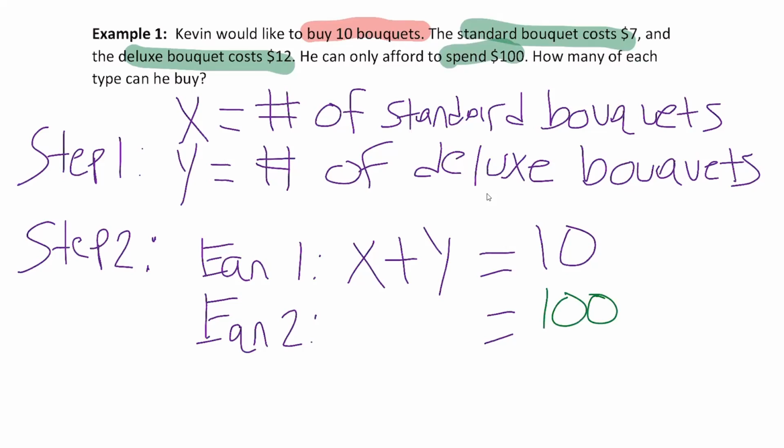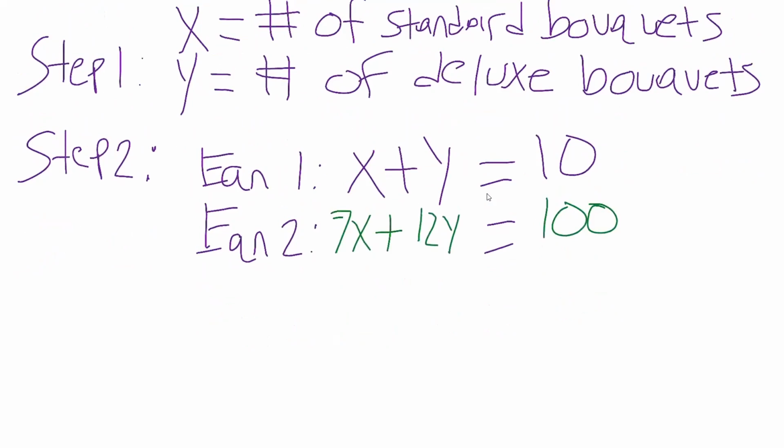Usually we don't put the dollar sign, but we're talking about the price of these objects. So a standard bouquet is $7. Remember, that's our X. X is the number of standard bouquets. So it would be 7X plus the cost of a deluxe bouquet, 12Y. So these are my two equations, and we'll see if you can set these up, but this is the hard part: can we get to here?